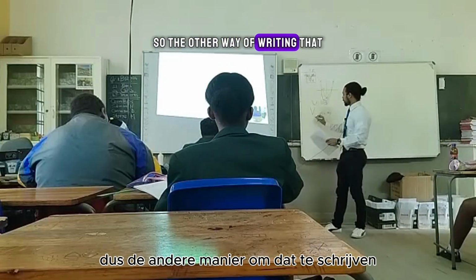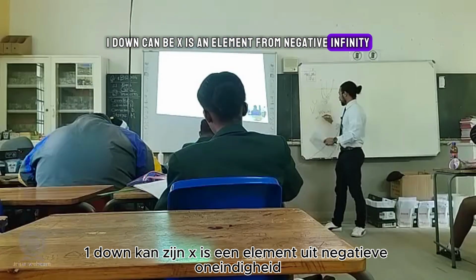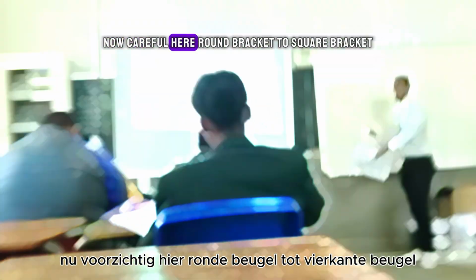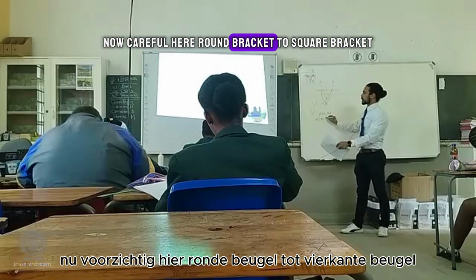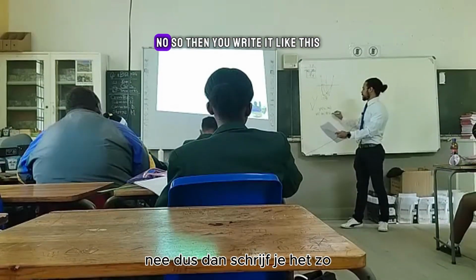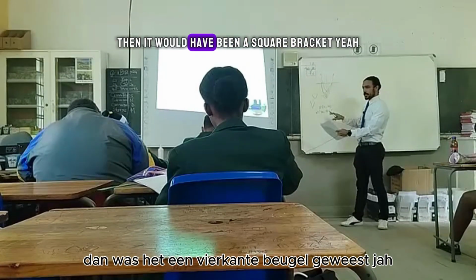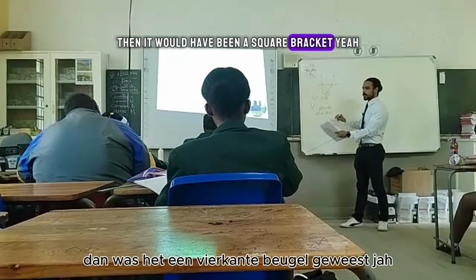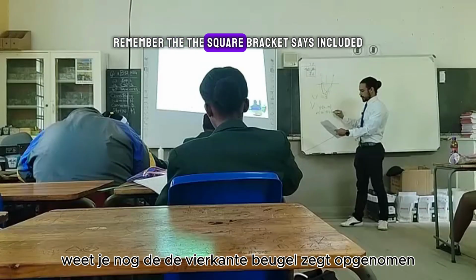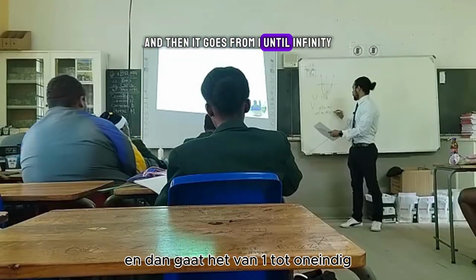So the other way of writing that down can be x is an element from -infinity. Now, careful here. Round bracket or square bracket? Round bracket. Why? It's not equal. They ask you that. No? So then you write it like this. If there was an equal sign, then it would have been a square bracket here. Remember, the square bracket says included, and then it goes from 1 until infinity.